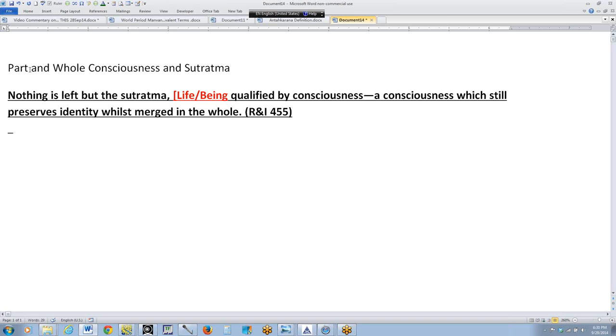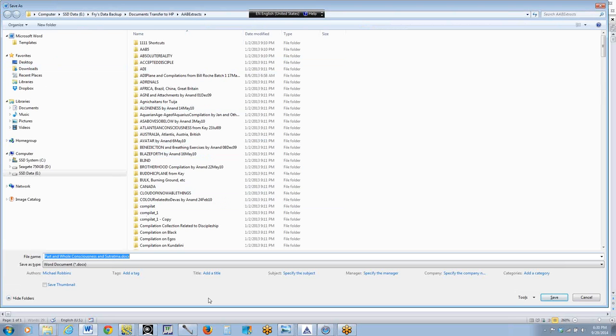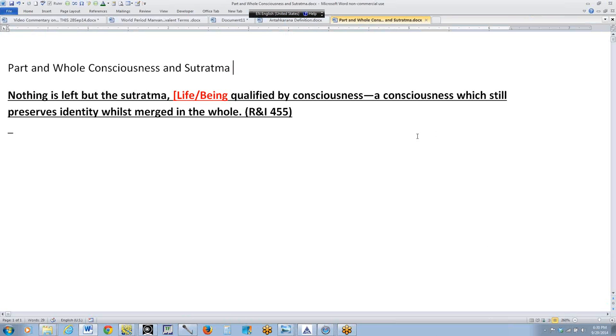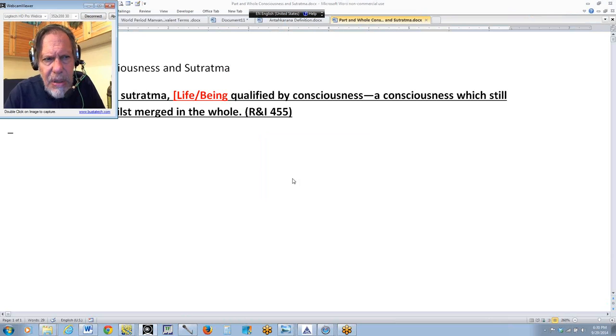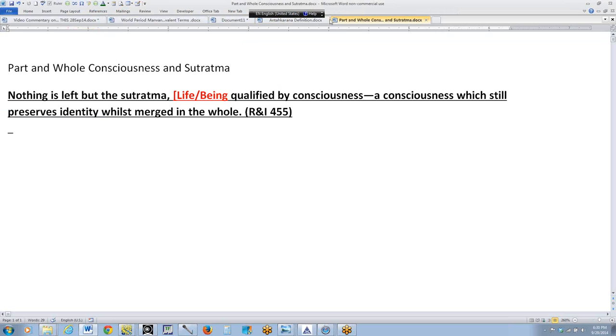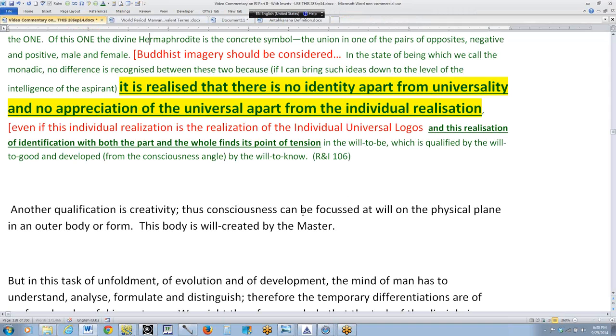Consciousness always is going to initially at least give us the part. Sutratma is forever being or the whole, and I will put that in. Collecting for the future, I trust that you will have this for the future. And if you want to piece things together, then you will be able to do this.